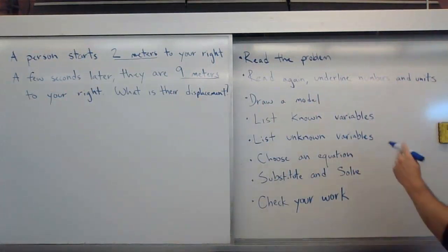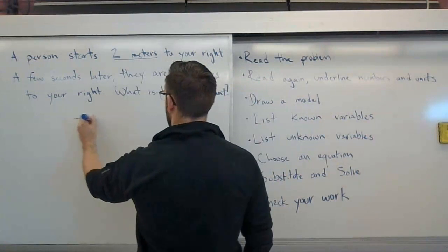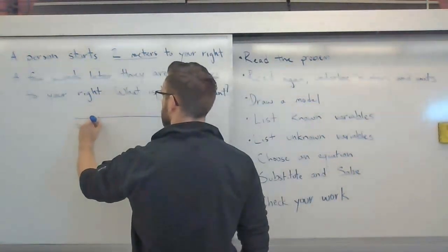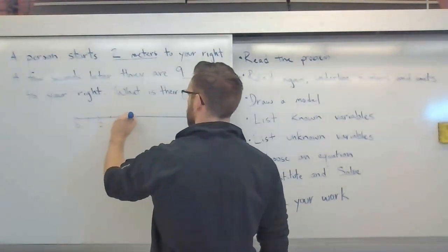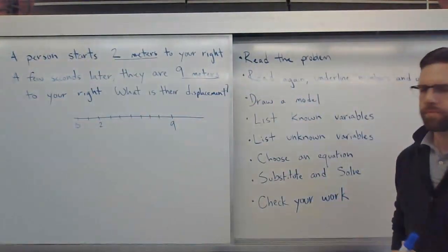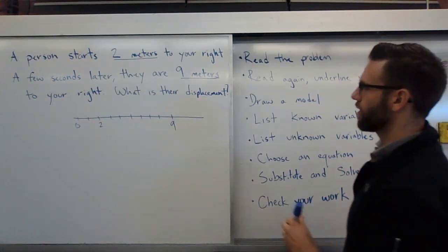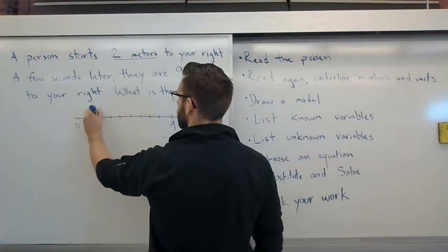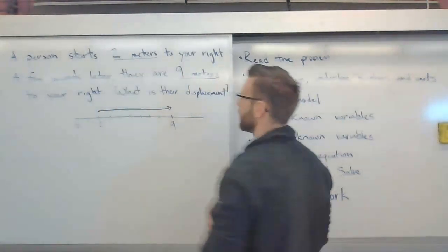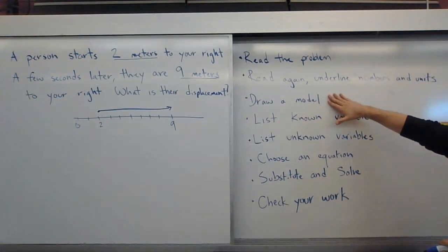All right, so let's draw a model. So if I was going to draw this, I might draw something like a number line. Okay, maybe something like that. I have a number line. And I know that this person was here, and then they went here. All right, so that's my model. And I know that there's only been one movement here.